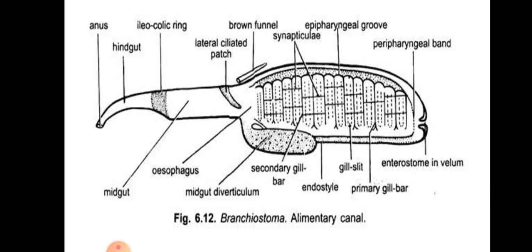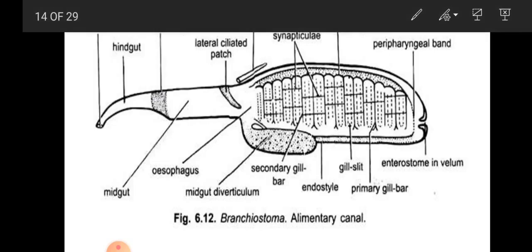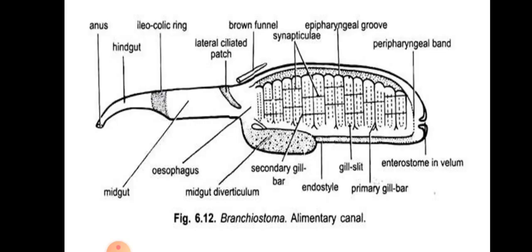If you look at the picture, you can make out the pharyngeal region leading into the esophagus, and the esophagus leading to the midgut or the first part of the intestine, from which arises the midgut diverticulum and then the hindgut. There is an ileocolic ring seen at the hindgut region, and the hindgut that follows is narrower and its terminal part or the rectum is heavily ciliated and opens to outside through the anus.